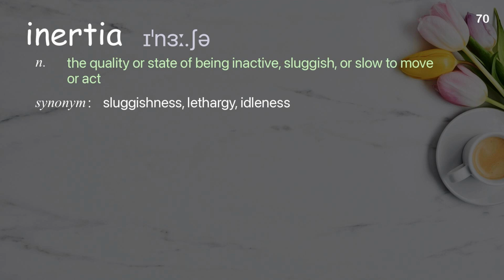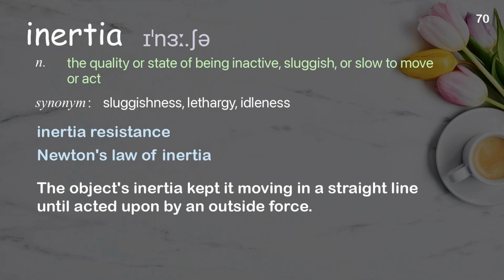Inertia. The quality or state of being inactive, sluggish, or slow to move or act. Examples: inertia resistance, Newton's law of inertia. The object's inertia kept it moving in a straight line until acted upon by an outside force.